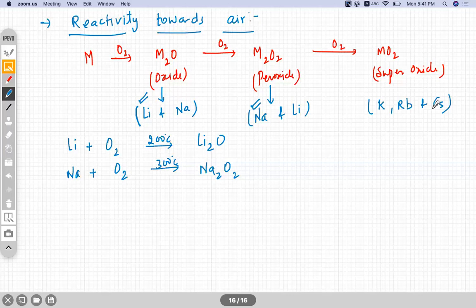Next point. The stability of peroxides and superoxides also increases as we go down the group. Okay, so this is an important property. One note you write down here.